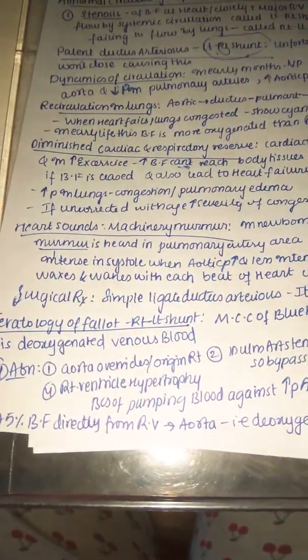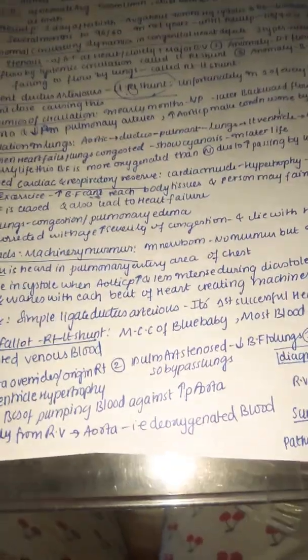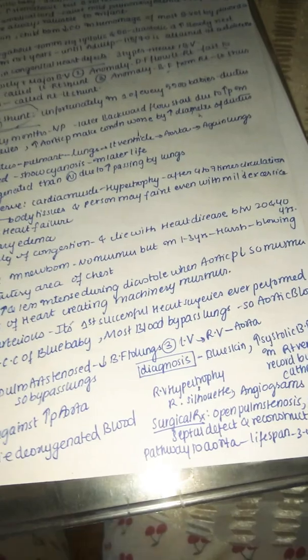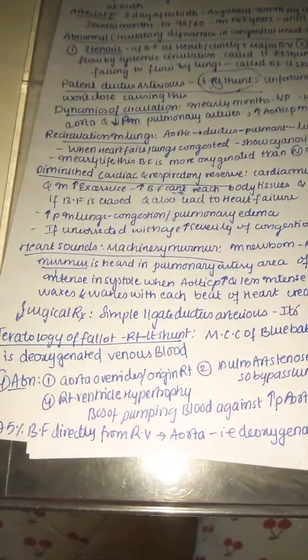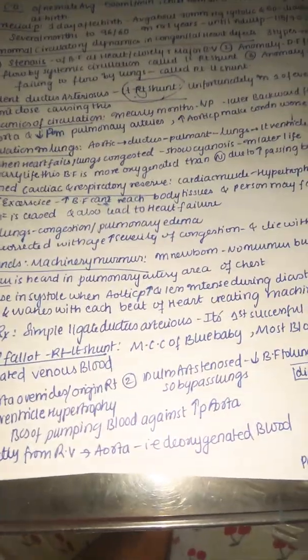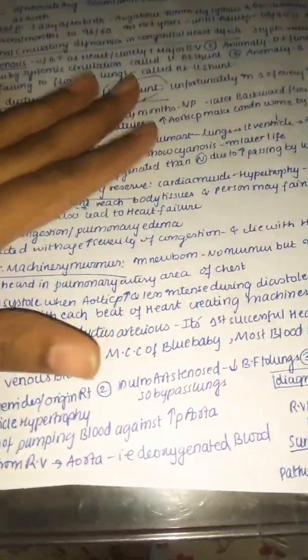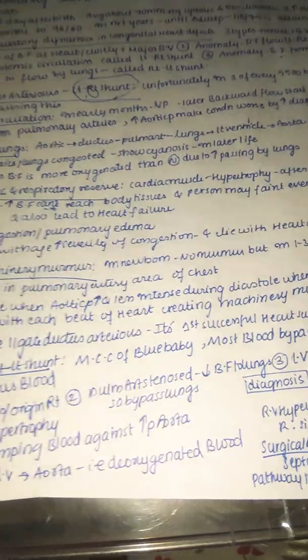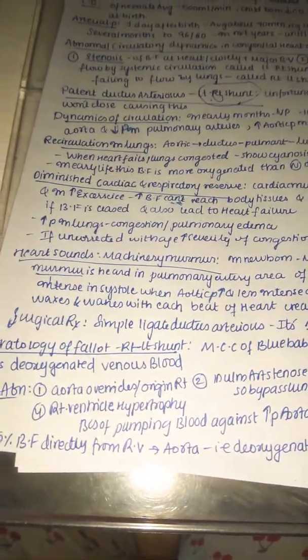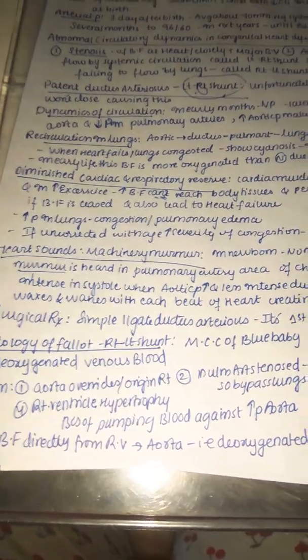And next come the heart sounds, machinery murmurs. So you can see in the newborn there is no murmur, but at the age of 1 to 3 years they show a harsh blowing murmur heard mainly in the pulmonary artery area of the chest. This is just a continuation of our topic, mainly this is our left to right shunt. All these are seen in this only. These machinery murmurs are also heard in left to right shunt.